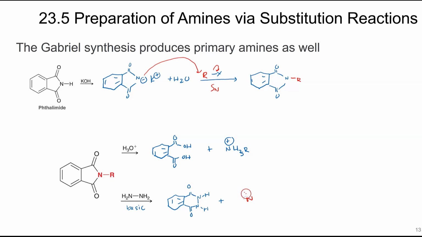So it'd be N, H, R. All right, the tricky thing to remember with the Gabriel is that the nitrogen source for your amine lies within the thalidomide. Because we're doing an SN2, the alkyl halides that will work best are primary and secondary.